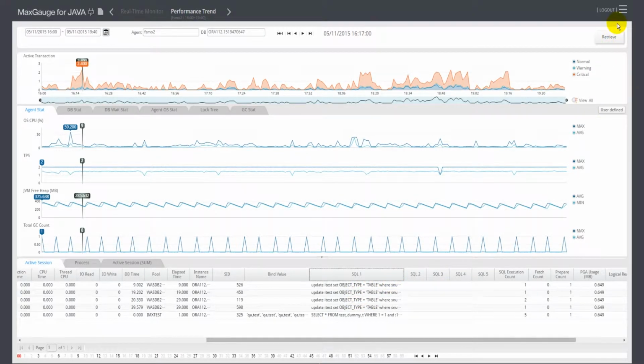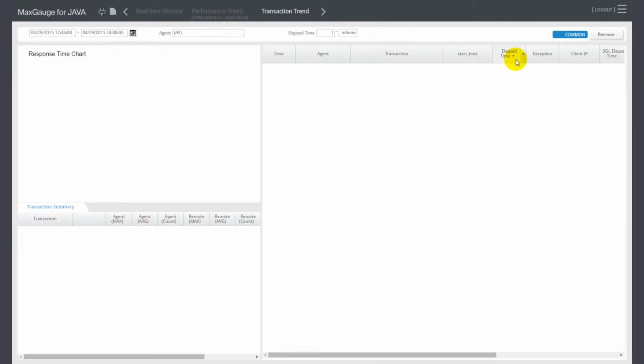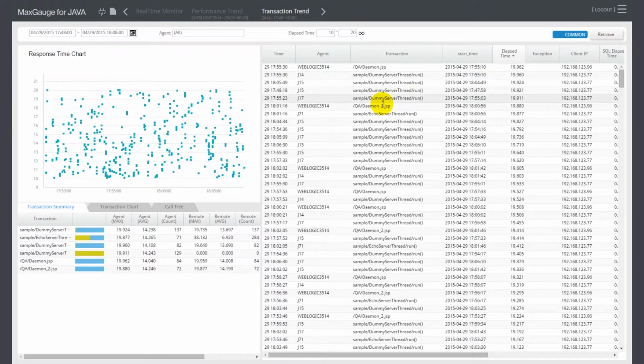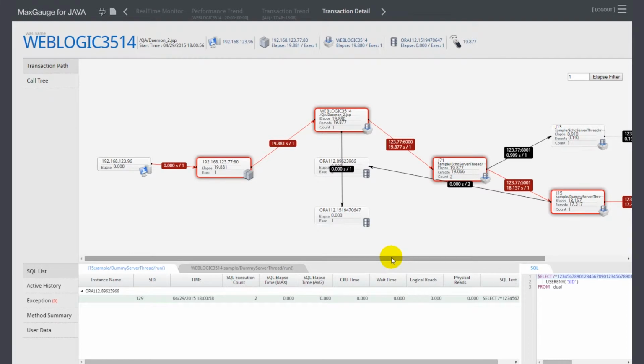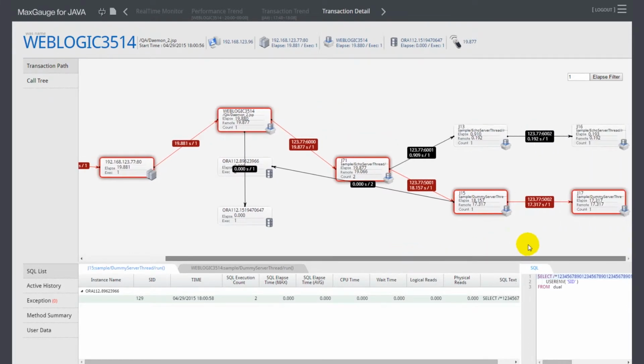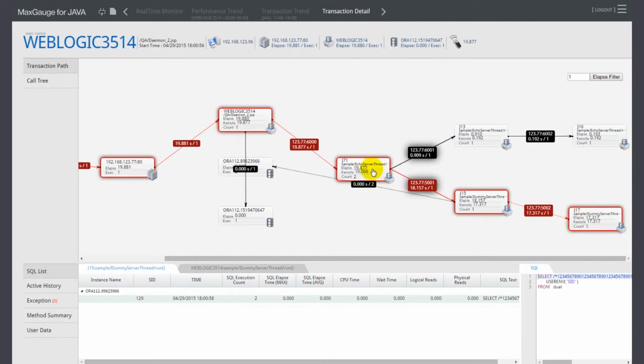other information as well. The transaction trend provides the details of completed transactions, and you can check application and database's elapsed time and distribution. When you double-click on a specific transaction you wish to analyze from the transaction trend, you will be connected to the transaction detail.